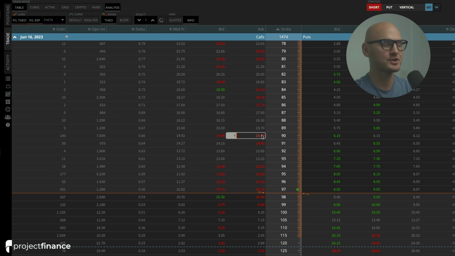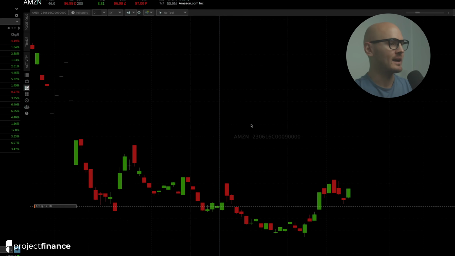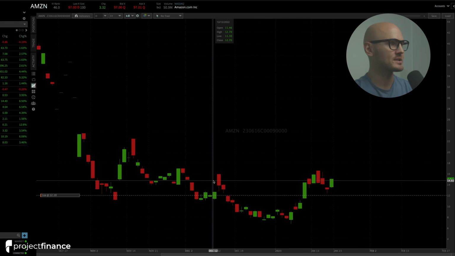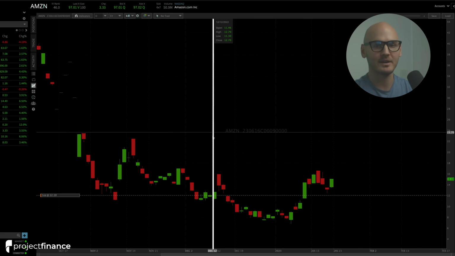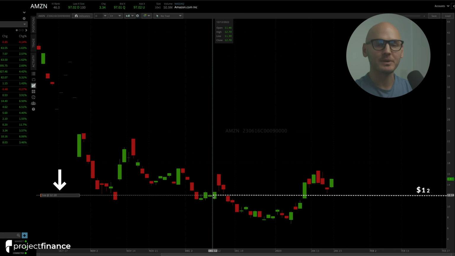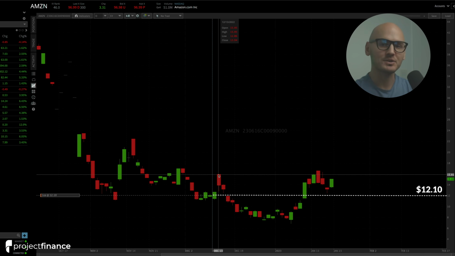To view the option and chart, I just have to right click on one of the prices and click view option in chart. And then this brings up a chart of the specific call option that I've purchased. So I put this vertical line here to show when I entered the trade, and we can see that I purchased it right around $12.10. And then when that initial stock price surge happened, the option price went up to $16.